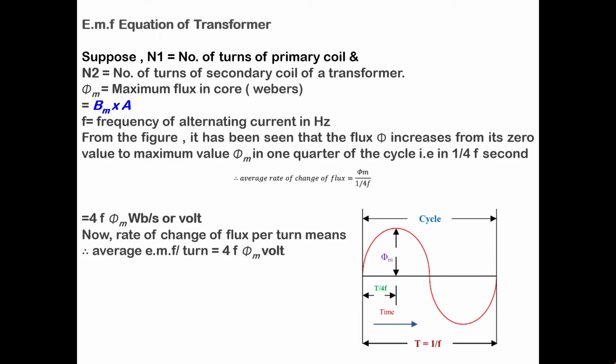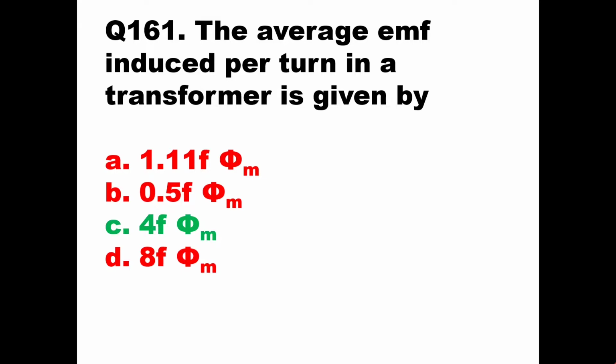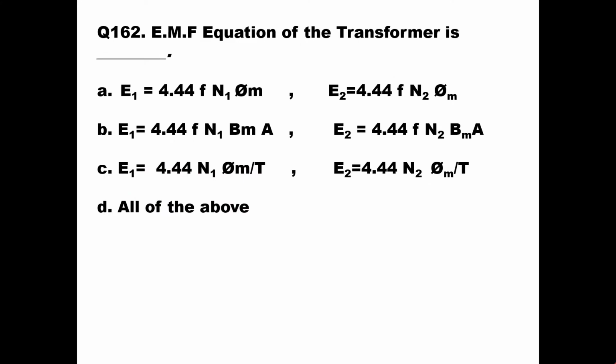Now the rate of change of flux per turn means the average EMF per turn, which is equal to 4 into frequency f into maximum flux phi m volts. So 4f phi m should be the answer here. So option C is the right answer. The average EMF induced per turn in a transformer is given as 4 into frequency into maximum flux, that is 4f phi m. Okay, then we'll go to the next question.